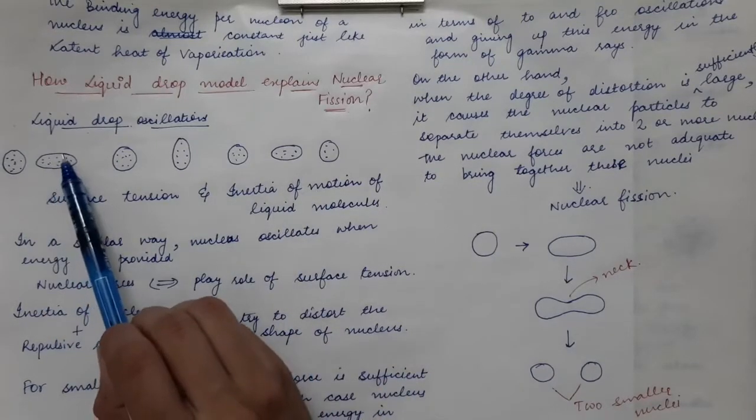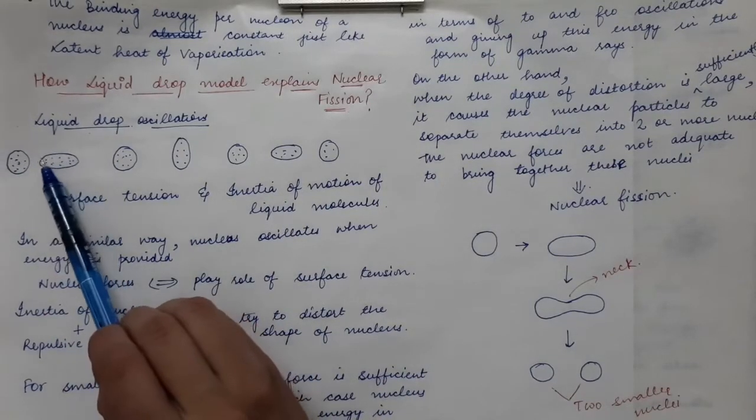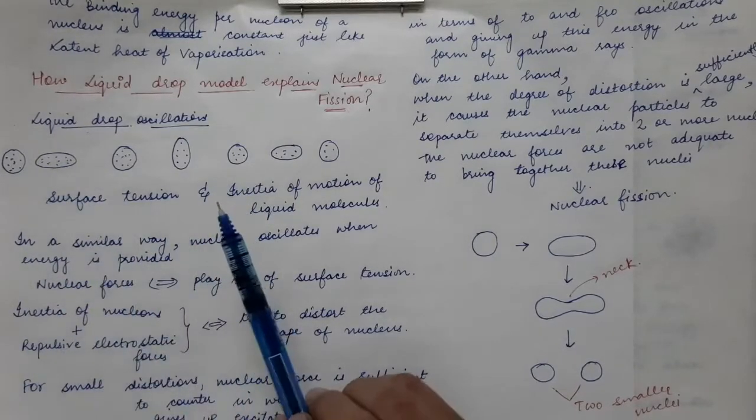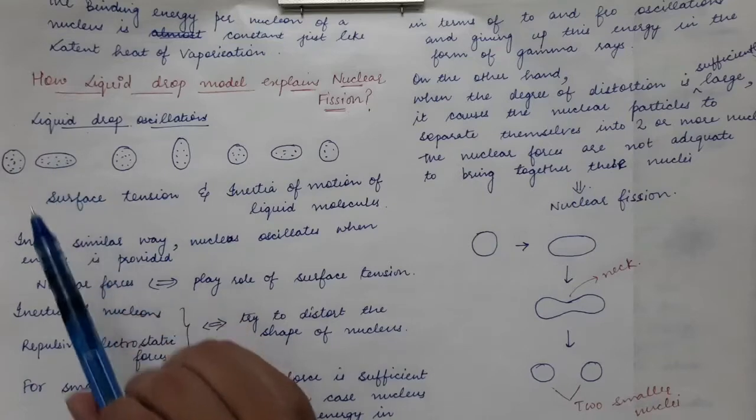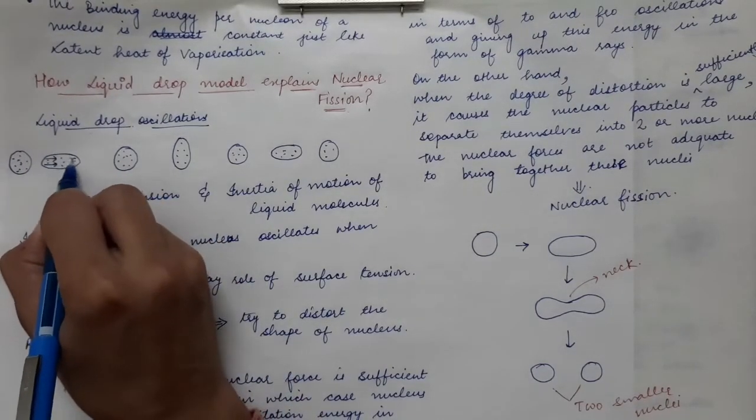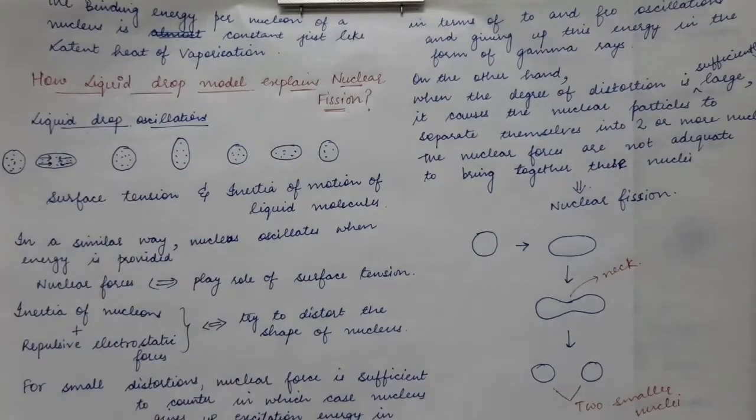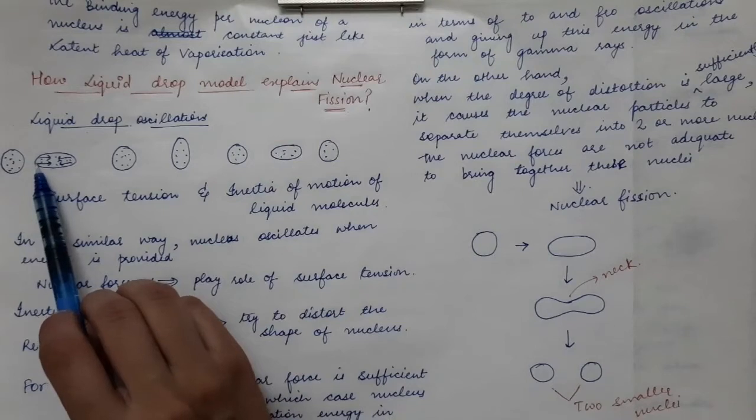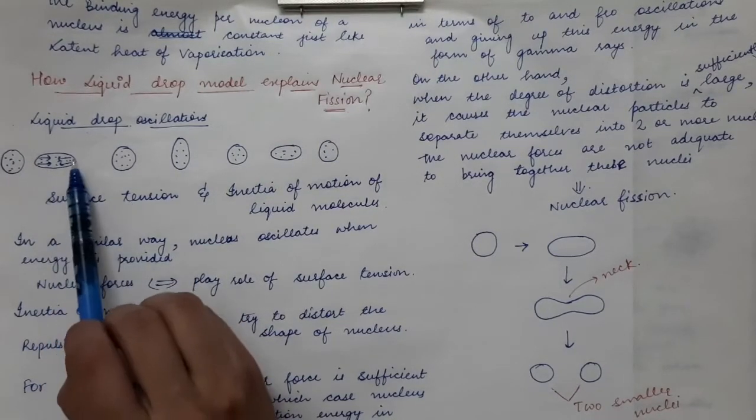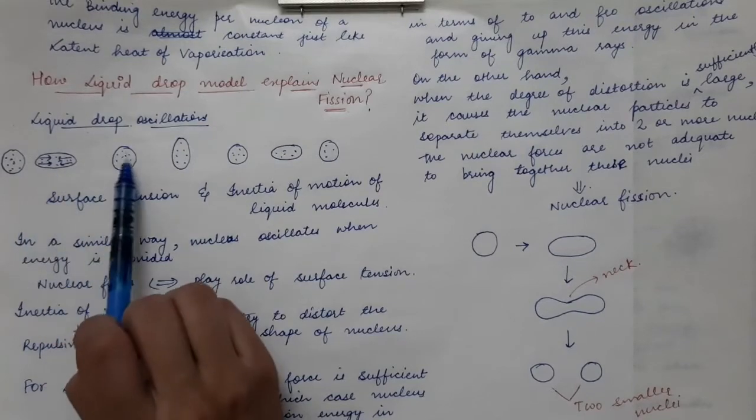So when the liquid drop is oscillating, let's say it changes its shape to this particular egg shape. In this shape, the surface tension will try to bring the liquid drop back into its spherical shape. So the force will act inwards, and the surface tension will try to bring this drop back into a spherical shape.